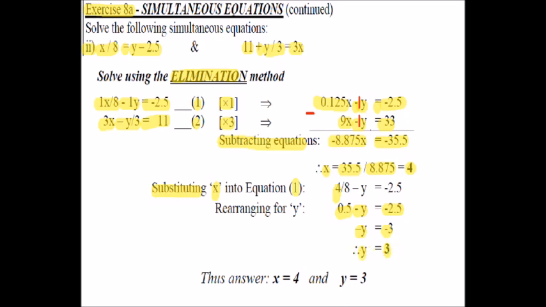So the answer to the solution of these simultaneous equations is that x is equal to 4 and y is equal to 3. And again, you can check those answers by putting the values back into the original equation and seeing that the equations balance.